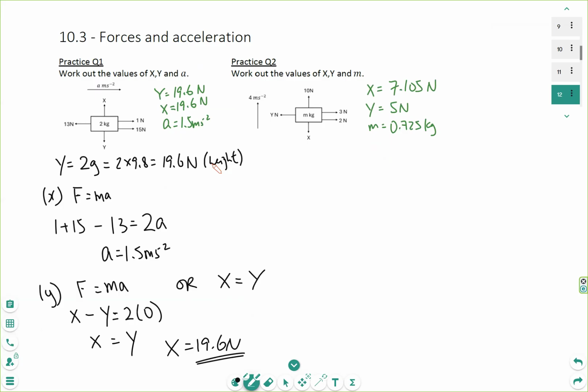So if you're happy with this, pause the video and think about this one. It's all about using F equals ma on x and y. So pause the video, have a go at the question. When you're ready for the answer, you can press play again.